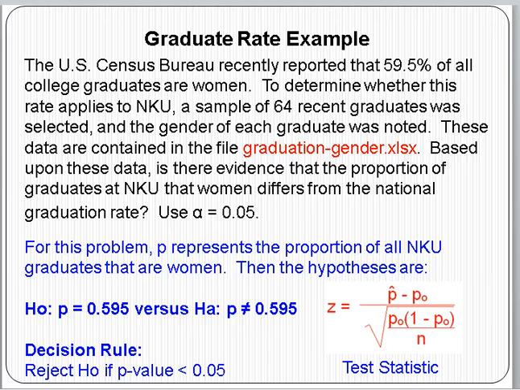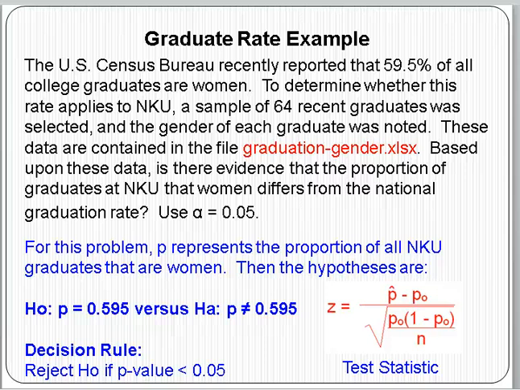Okay, a second example is based on a fact, something that is actually occurring in universities, and that is that the percentage of graduates that are women is slowly increasing, and the percentage of graduates that are men is slowly decreasing. In fact, and this was 2011, my latest statistics, the U.S. Census Bureau reported that 59.5% of all college graduates are now women. To determine whether this rate applies to NKU, a random sample of 64 recent graduates was selected, and the gender of each graduate was noted.